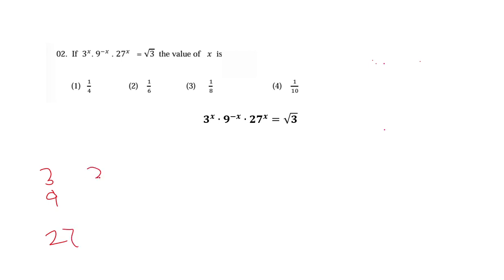So 3 is equal to 3 to the power 1. This is 3 to the power 2, and 27 is 3 to the power 3. So now we have 3 common bases right here. This common base property is going to be really helpful for us in future steps of our equation. So now, let's write 9 and 27 as exponents with the base of 3.